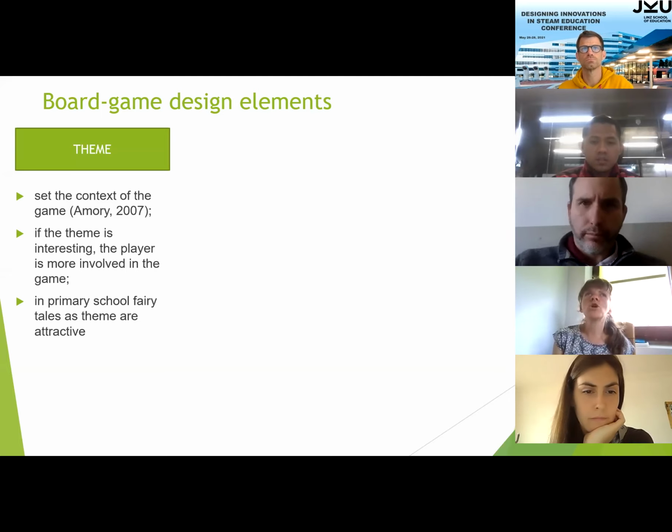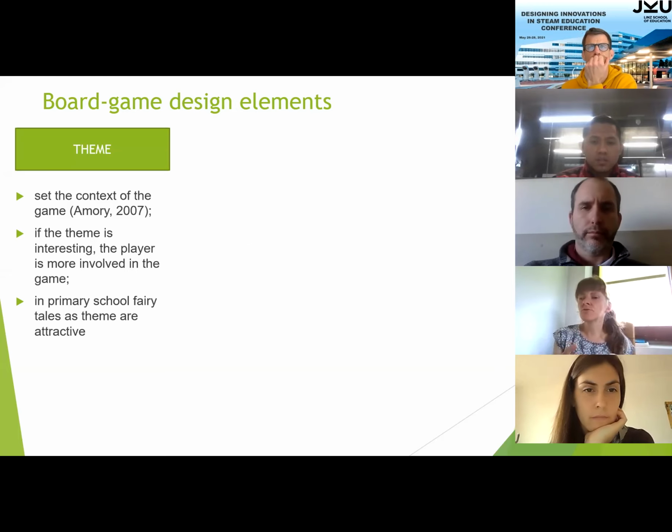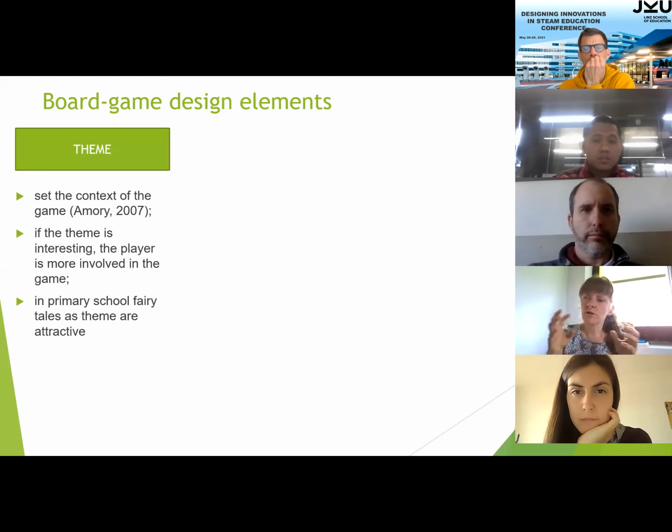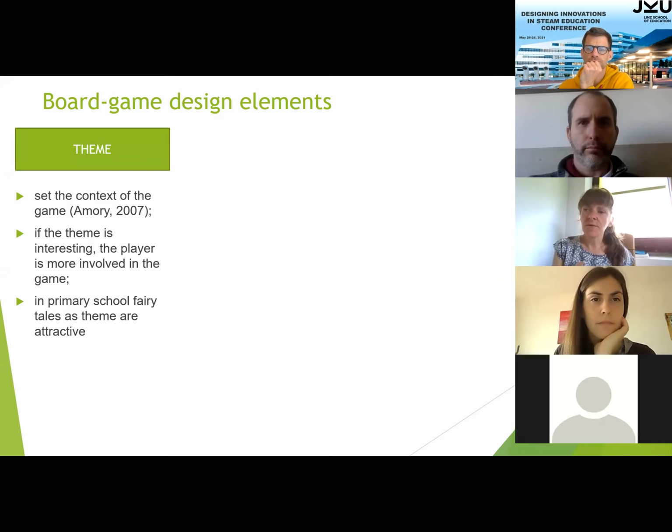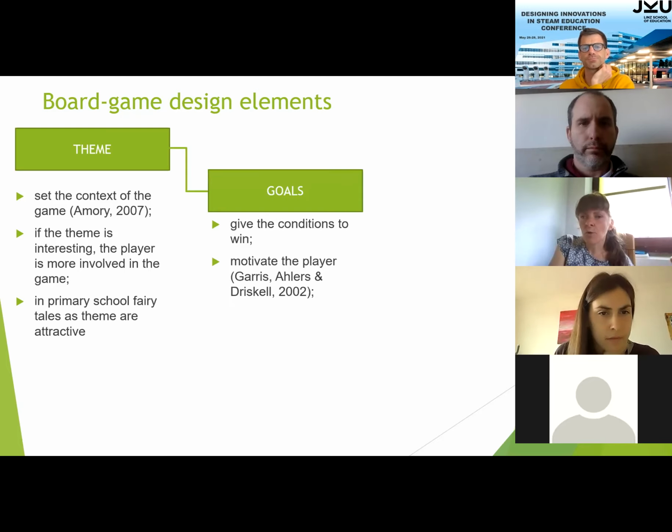If the theme is closer to the world of the player, they can also connect more with the game. For example, in primary school, fairy tales are also very attractive for students, so if the game has a fairy tale as a story. Starting with the theme, we can have the goals of the game, and it is good if these goals are connected with the theme.